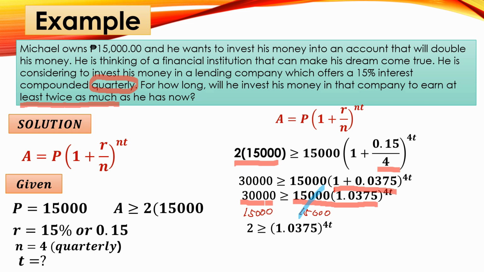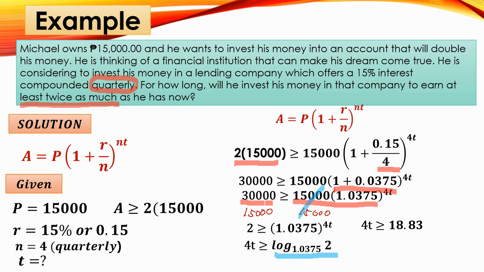So, pwede natin siyang i-convert into logarithmic form. So, that's why, 4t is greater than or equal to the logarithm of 2 with the base of 1.0375. Next one is simplify mo to. Type nyo lang yan sa calculator. That's why the answer is 18.83.